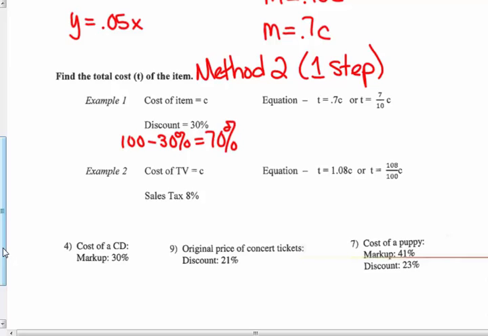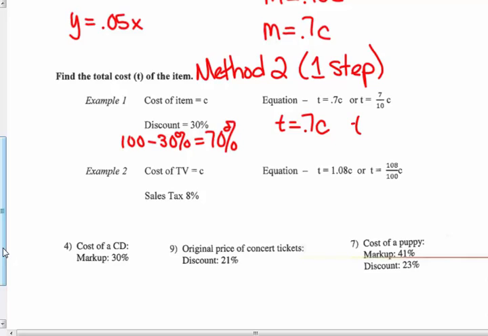So to find something 30% off, I could say, to find the total, what is it going to cost me? T equals 70% is what it's going to cost me. So 7/10 times whatever that item costs. T equals 7/10 of the cost of the item, C.